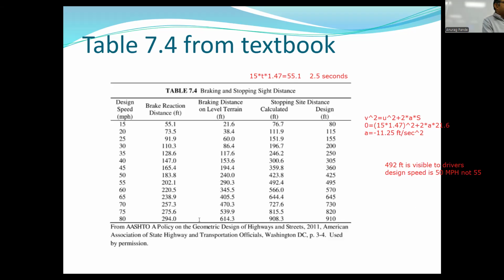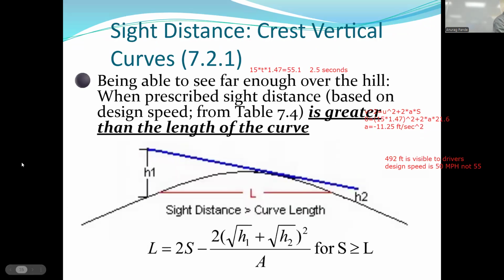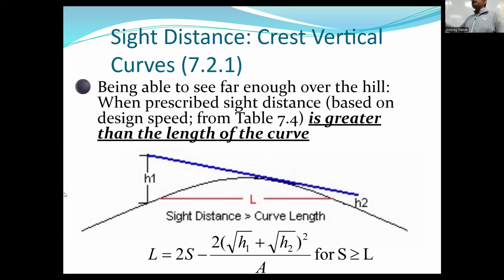Okay, so now that we know this table, I think we're ready to do some work on problems on how to provide enough sight distance. Now I show you these slides because what I'm showing you here is sight distance on a crest vertical curve. On a crest vertical curve, it's basically the hill. There, the shape of the curve itself will cause some sight obstruction.